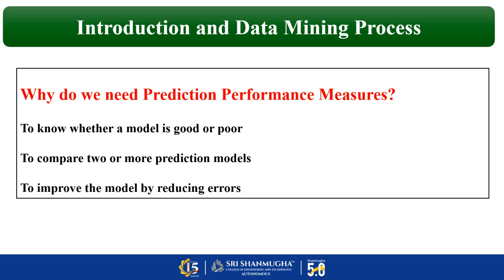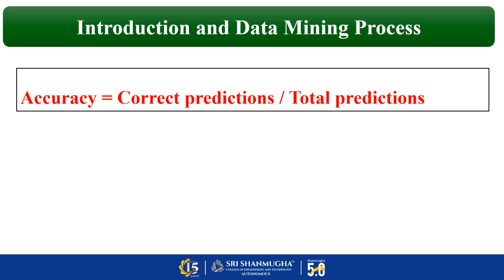Okay, so prediction performance measures are used to evaluate how well a prediction or classification model performs. Why are performance measures needed? To know whether the model is accurate and to compare different models, and based on that we can improve the prediction quality. Accuracy shows how many predictions are correct.